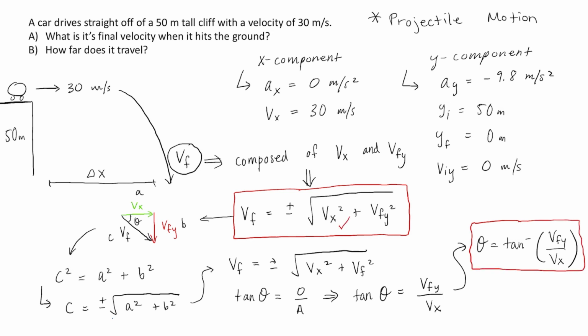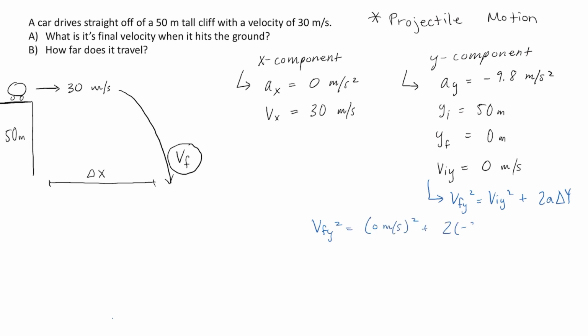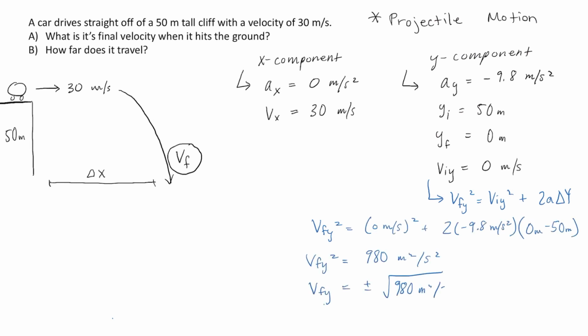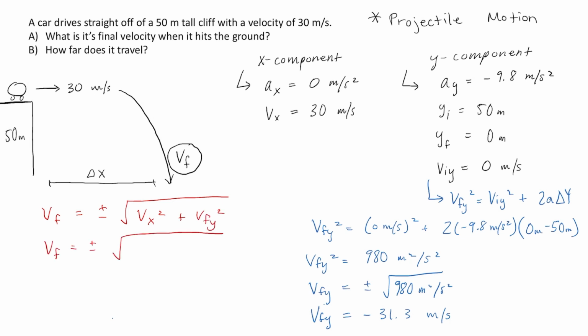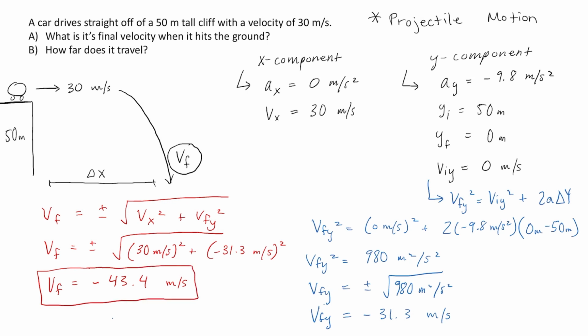Looking at this equation, we have Vx, which means we need to find Vfy. Moving to our y component, based on what we have, we should use the Vfy squared is equal to Viy squared plus 2a delta y kinematic equation. All we have to do is plug in our values and solve for Vfy. And what we find is that the final velocity in the y component is negative 31.3 meters per second. Using our Vf equation, we can plug in our values for Vx and Vfy, and when we solve, we find that the final velocity of the car as it hits the ground is negative 43.4 meters per second. And it's negative because the velocity vector is pointed down.